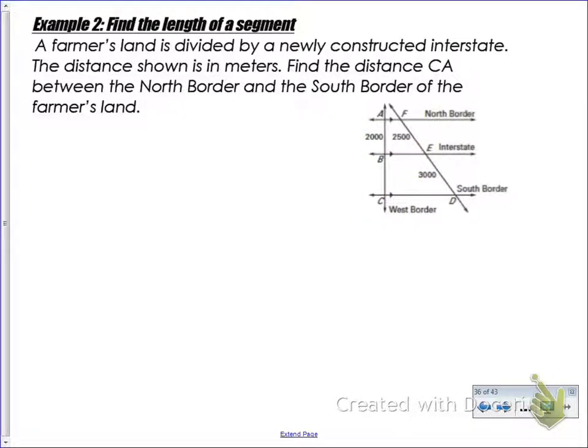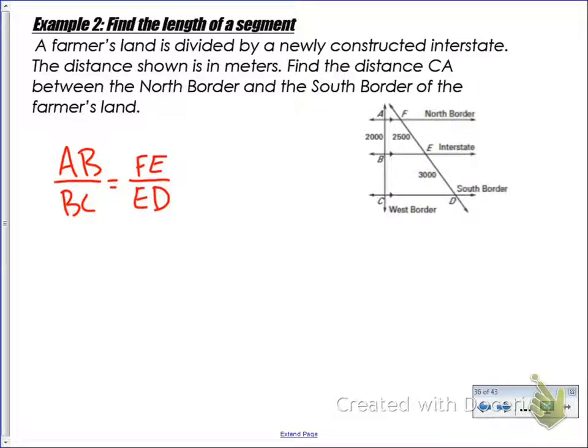We're given that AF, BE, and CD, which represent my north border, my south border, and my interstate, are all parallel to each other. So that means that all these are divided proportionally. So my parts are going to be AB, which is the part between the interstate and the north border, over BC, and that's going to be equal to FE over ED.